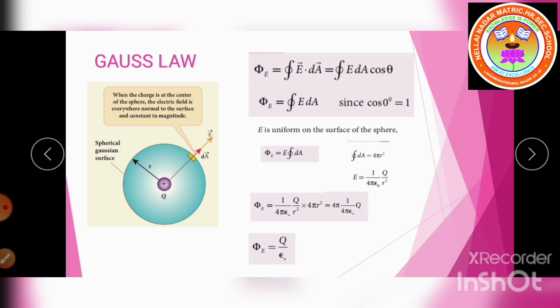by epsilon naught. Phi is equal to what are you getting? Q by epsilon naught. Okay. This equation is what we call Gauss law. Okay. This equation is what we call Gauss law. This equation is true for any arbitrary shaped surface which encloses the charge q.